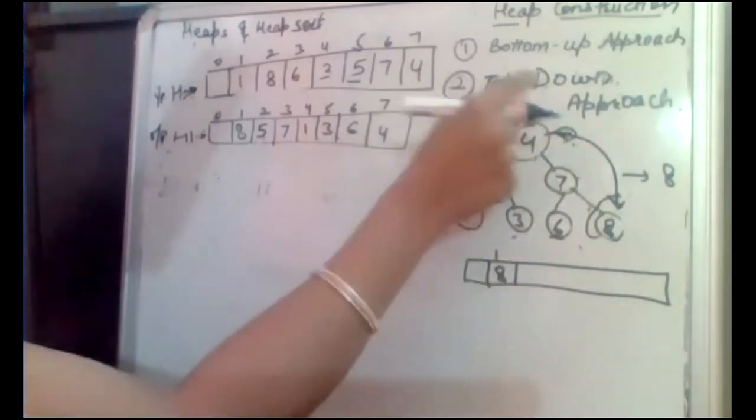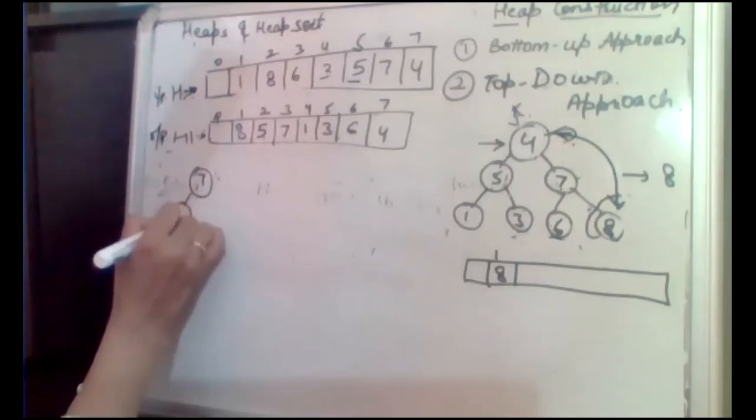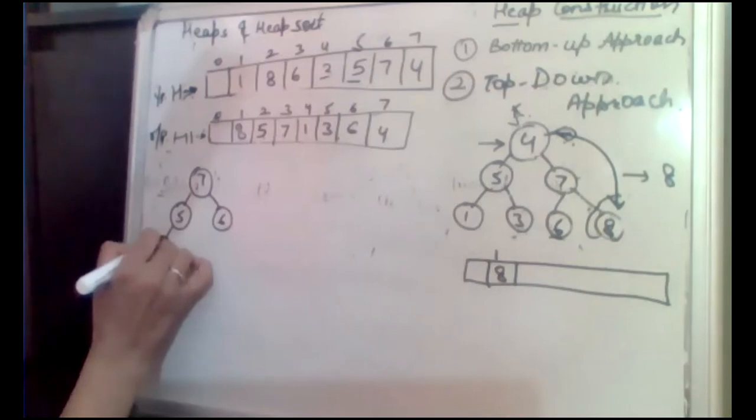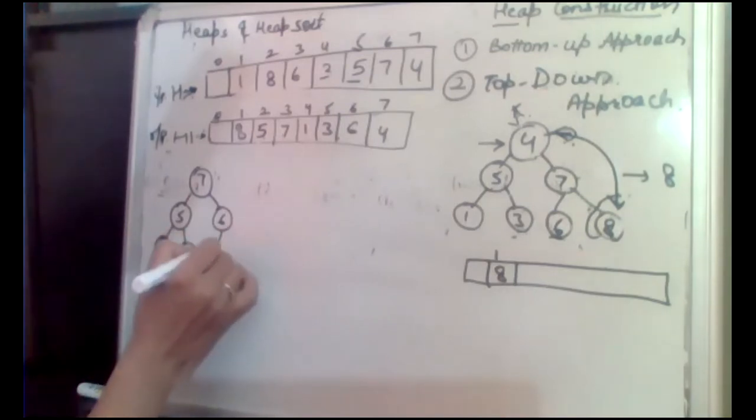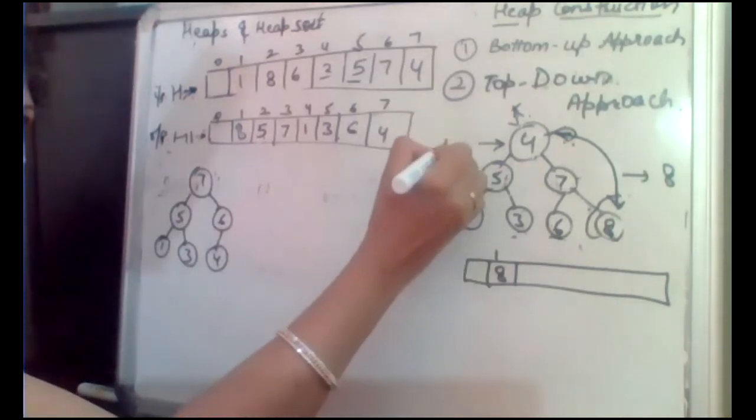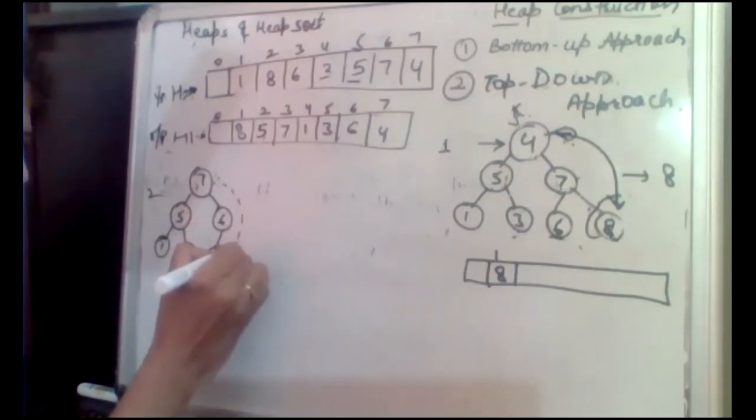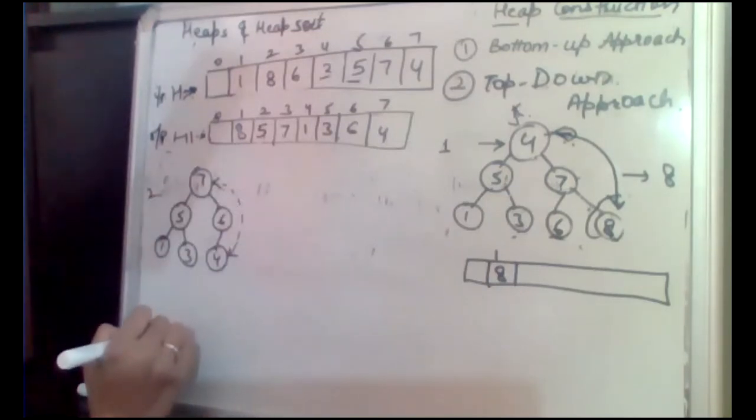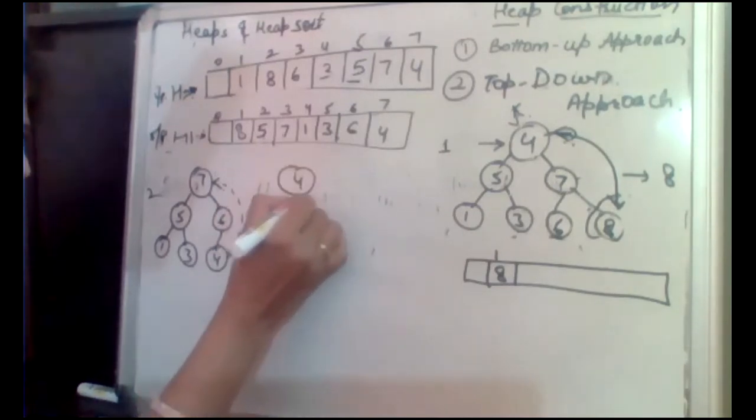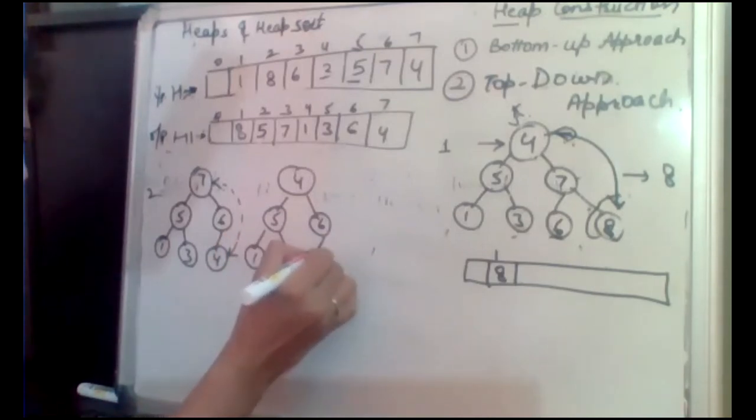Now we will do the heapify of this one. So it will be 7, 5, 6, 1, 3, and 4. So again, at the second step, so this was the first deletion. This is the second deletion. So what again it is going to do is exchange these two. Yes. So it will become 4, 5, 6, 1, 3, and 7.